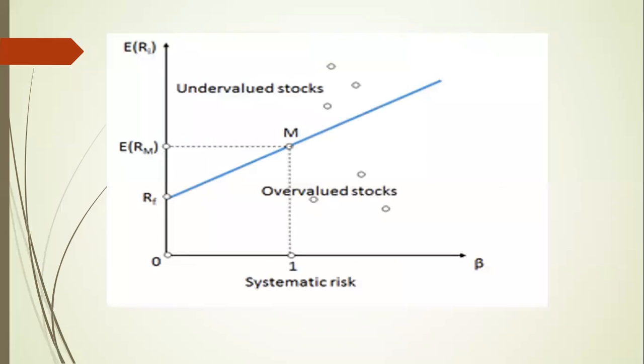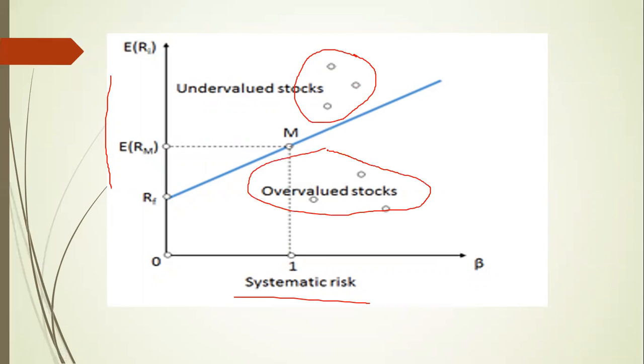Now if you put it in a graphical representation after calculating all the values, this axis represents the systematic risk and this one is the expected return. The part above the line is about the undervalued stocks and below it is about the overvalued stocks.